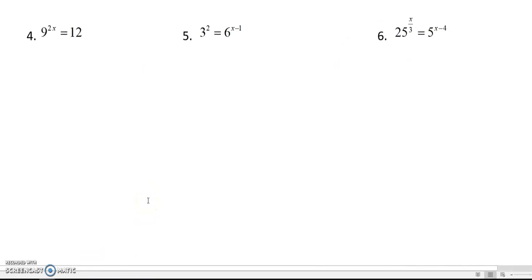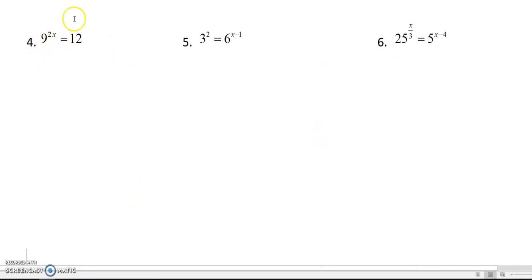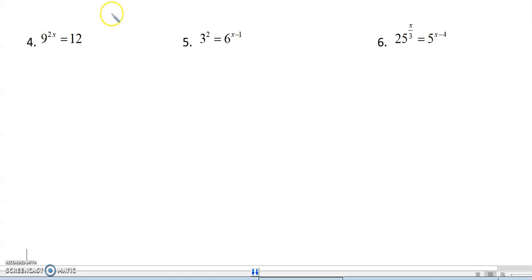So if we look at number 4, we're going to write this in exponent form, or in log form. So remember, exponent form looks like this. You have y equals the base raised to the exponent. And then if we're going to put it in log form, the log has the same base as the exponent form. And then y goes here, and then the exponent is by itself. So we're going to change 9 raised to the 2x equals 12 into this form, log form. So the log with a base 9 of 12, because that's my y, is equal to 2x, which is my exponent.